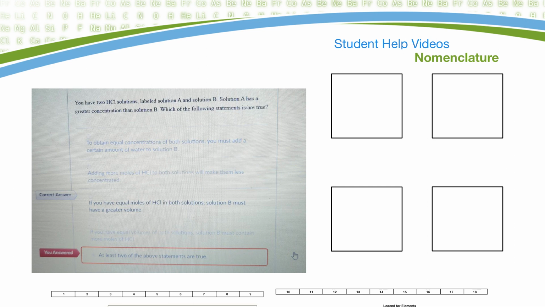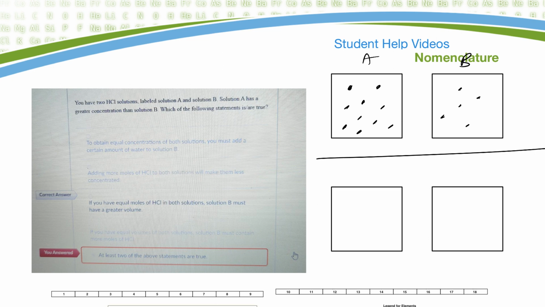It says I have 2 HCl solutions, A and B, and I'm just using these top 2 for now. I might use the bottom ones later. And it says solution A has a greater concentration than B. So why don't we just put some dots in there? I think that's 10. And B, let's put 5 in. So concentration of A is greater than B. Which of the following is true? To obtain equal concentrations of both solutions, you must add water to B.